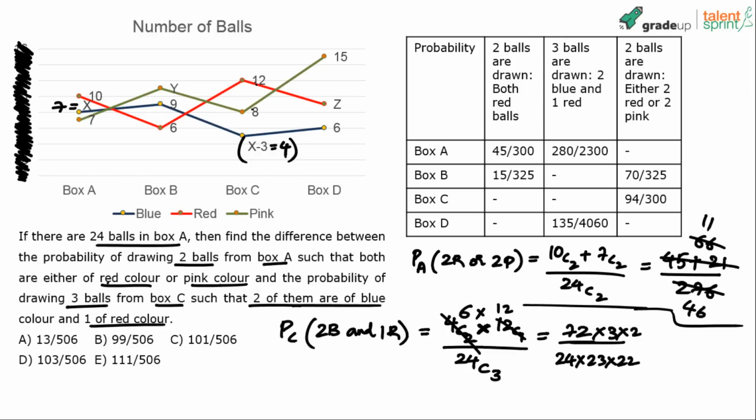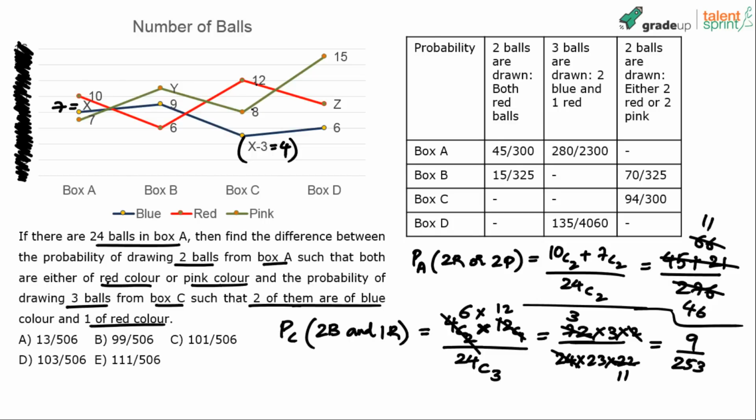We need 2 blue balls and 1 red ball. So 2 blue in 4C2 ways, 1 red in 12C1 ways. So 12C1 is 12, 4C2 is 6, 4 into 3 by 2. 6 into 12 is 72. 24C3 is 24 into 23 into 22 divided by 3 into 2. Now simplify this. This goes 3 times, right? And this is 11 times. So 3 into 3, 9. 9 divided by 23 into 11. 230 plus 23, 253. So 9 by 253.